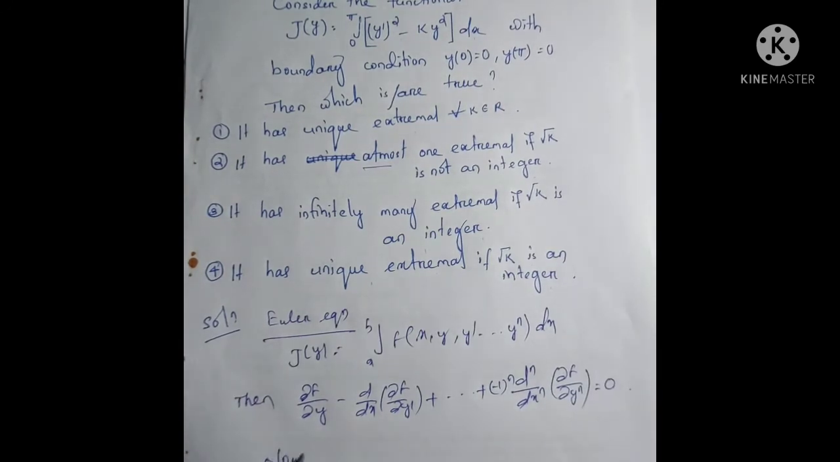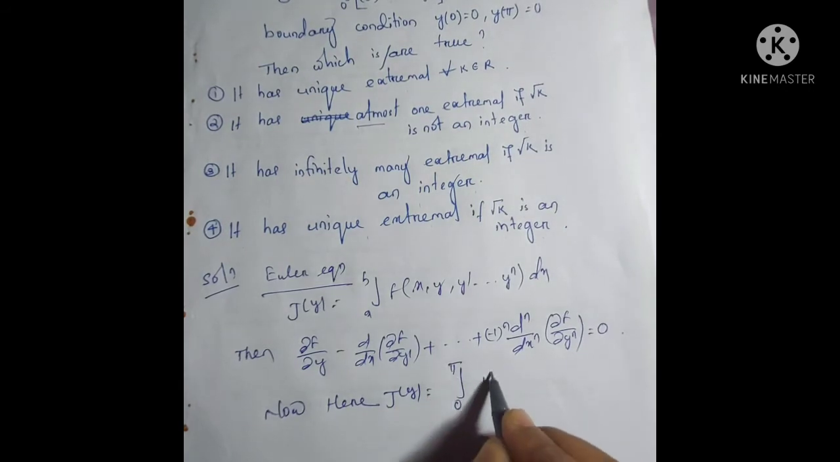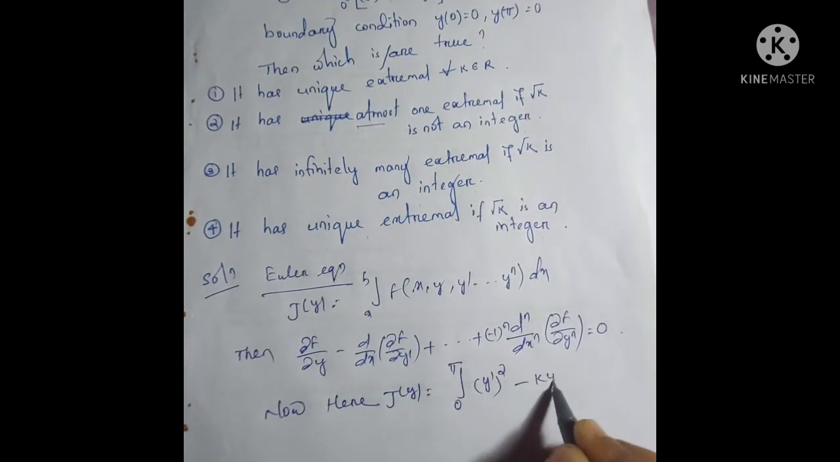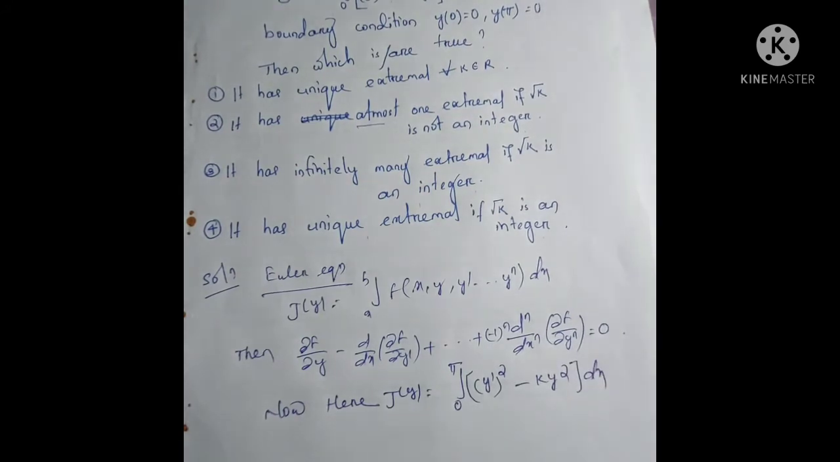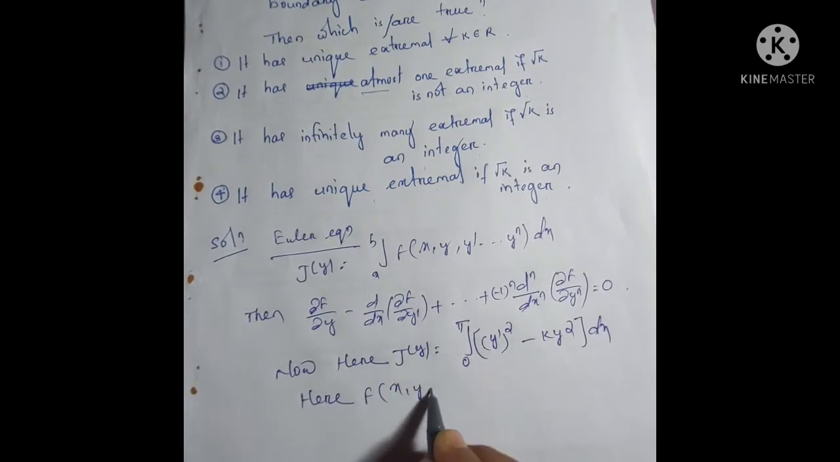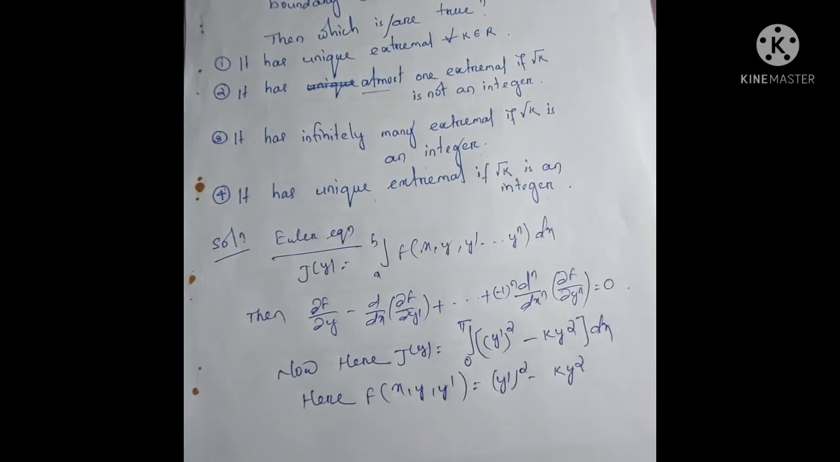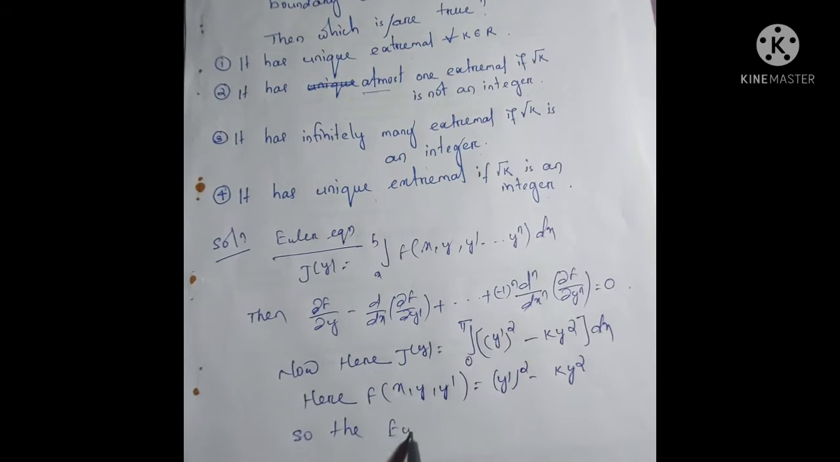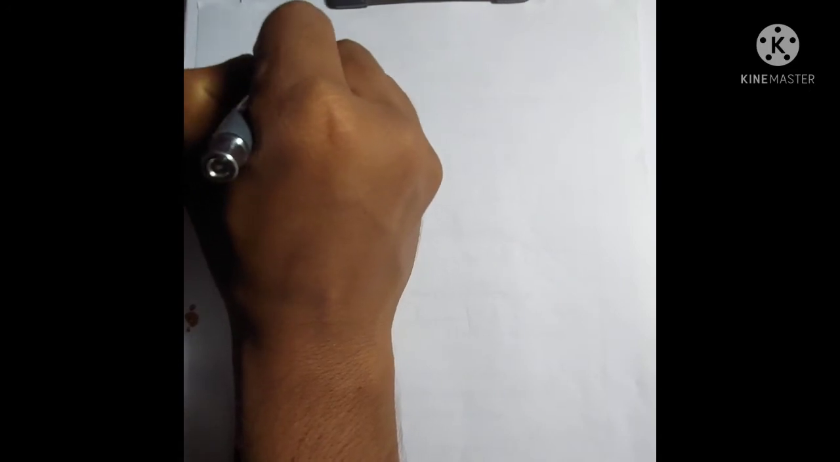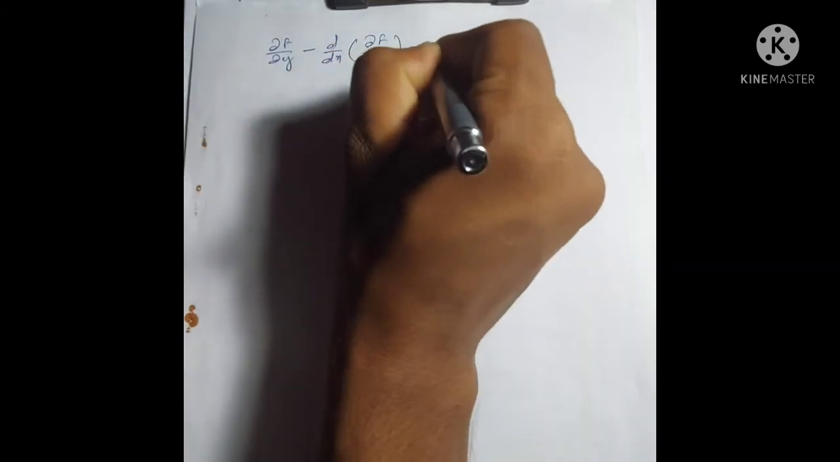Now here, J of y is equal to integration from 0 to pi of y dash square minus k y square dx. Here f of x, y, y dash is equal to y dash square minus k y square. So the Euler equation is del f by del y minus d by dx of del f by del y dash is equal to 0.